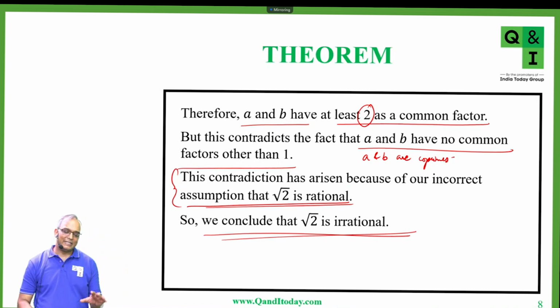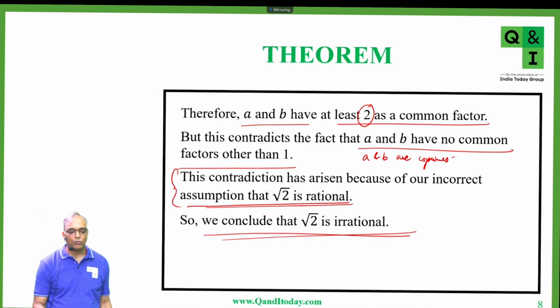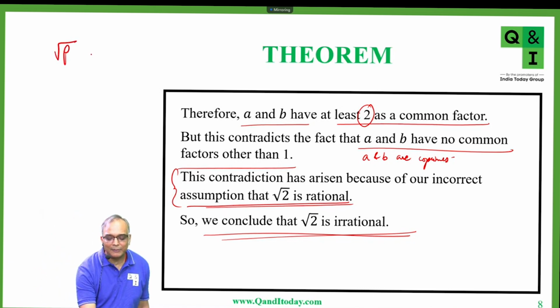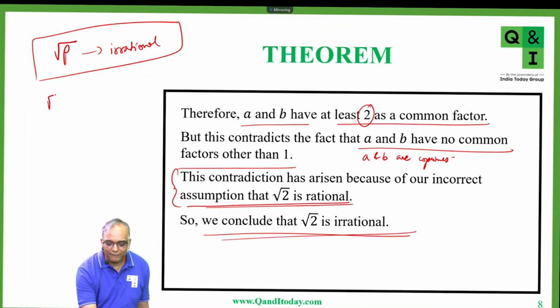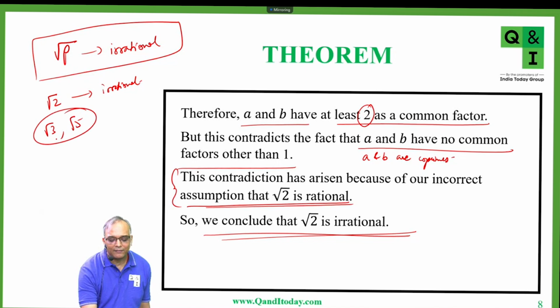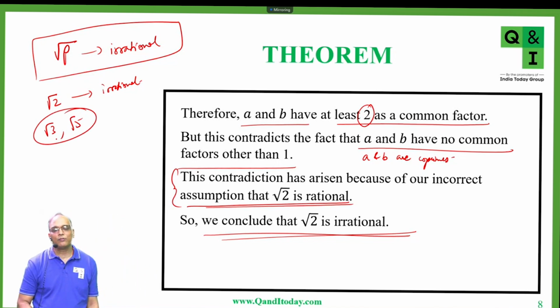So in every such question where you have to prove that the square root of any prime number is irrational, you will use the same steps. So we have currently done root 2 as irrational, we will continue doing root 3 and root 5. We'll prove both root 3 and root 5 to be irrational.